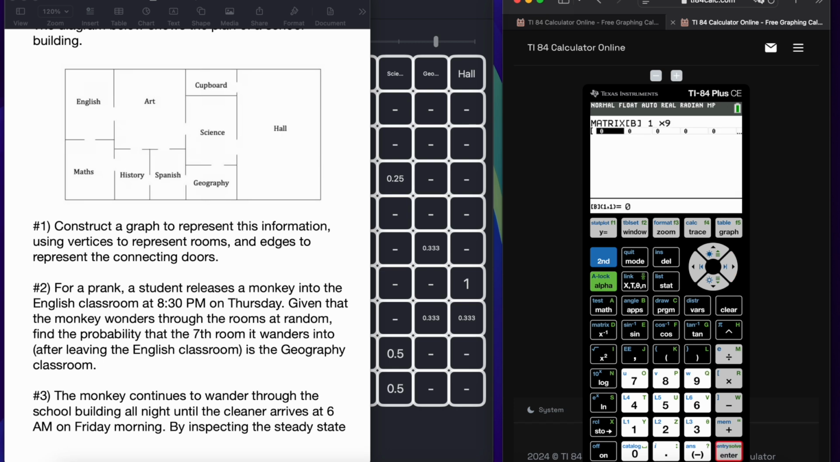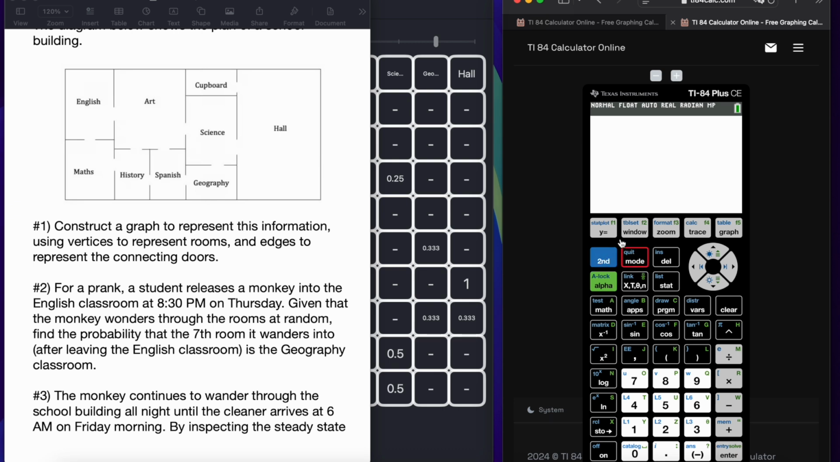And this matrix represents the probabilities of my starting positions. I already know that I'm starting in the English room. So there's a 100% probability of being in English, and there's a 0% chance of being in any of the other rooms. So now I've inputted my transition matrix and my initial state row matrix. The next thing that we want to do is to calculate the product of the row matrix on the left-hand side with the 7th power of the transition matrix on the right-hand side.